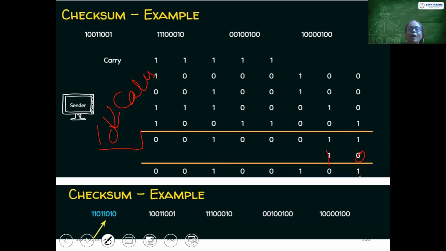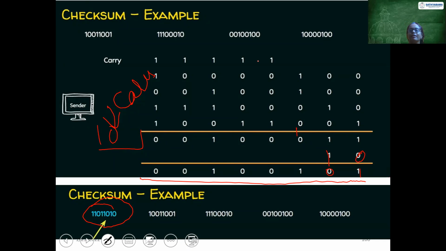So 1 plus 0, 1. Again 1 plus 1, 0, 1. So this is my checksum. Have you seen? I got this checksum. Checksum is verified. It is correct. Thank you, Soumya Deep. So have you seen? This is my checksum value. This is where the sender side gets over.